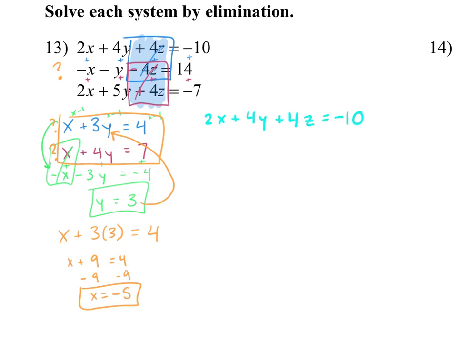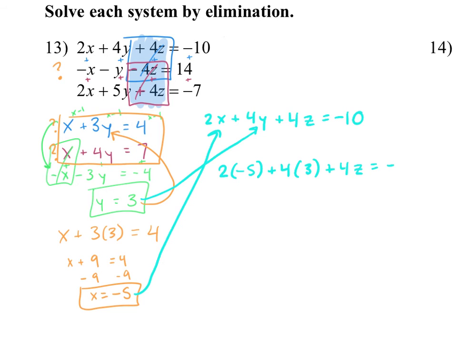So Winchell said we're going to use the first equation, but what do we do with it? Plug in x and y. Awesome. Plug in x and plug in y. So we have 2 times -5 plus 4 times 3 plus 4z is equal to -10. Now our goal is to solve for z. So what do we need to do first?